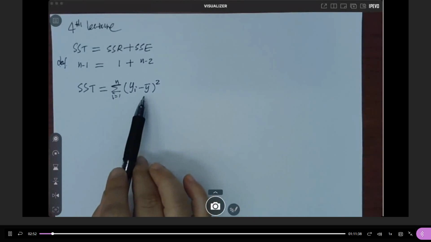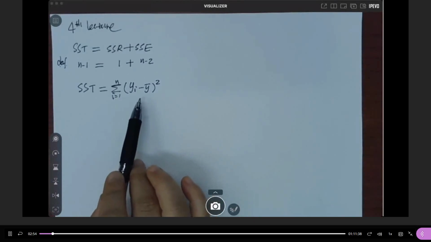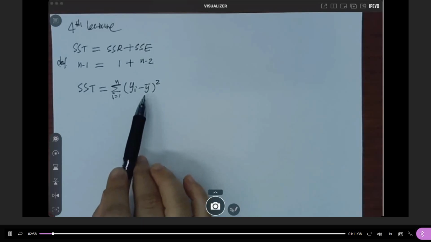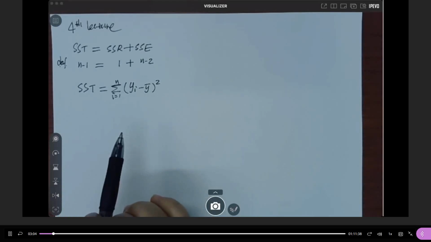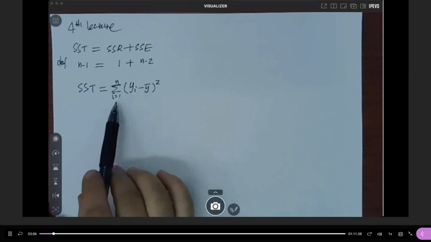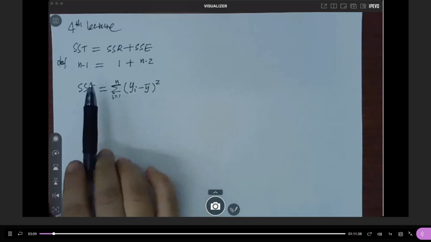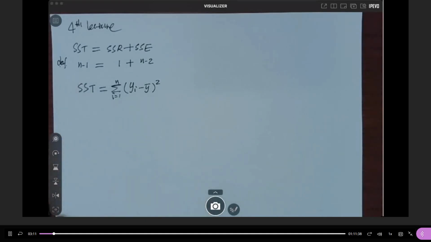However, when you calculate y bar, which has the formula summation yi divided by n, you used 1 degree of freedom. In other words, you have 1 constraint. So n free pieces, 1 constraint. That's why you have n-1 degrees of freedom. Okay? Any questions for this part? No question at all. Okay.